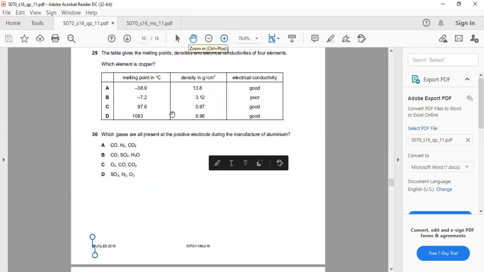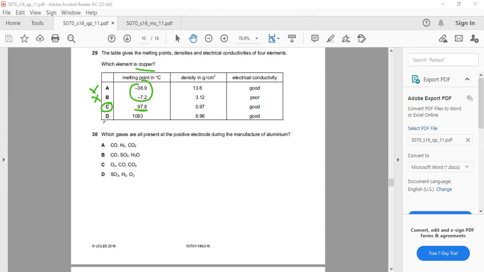29. The table gives the melting points, densities, and electrical conductivities of four elements. Which element is copper? You know a metal cannot have a melting point in negative, so you can eliminate A and B. Copper is a metal which should have a very high melting point, above that of water. C is a very low melting point for copper. So D is the answer.